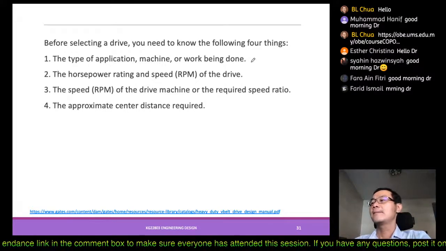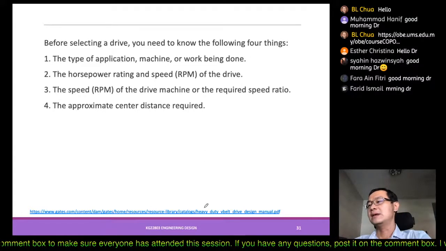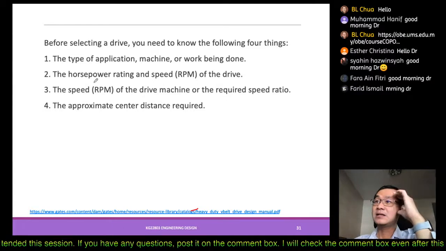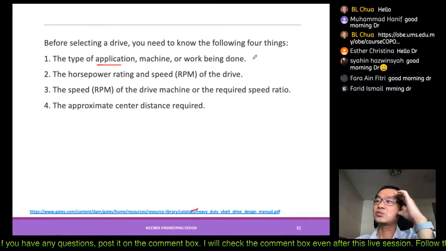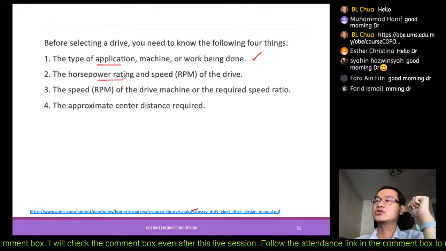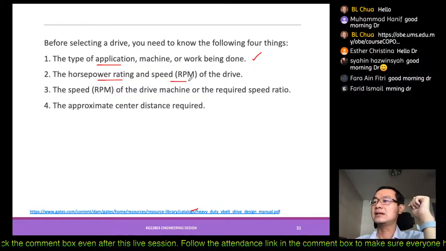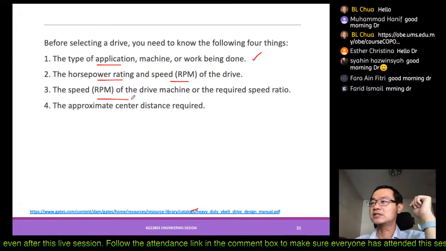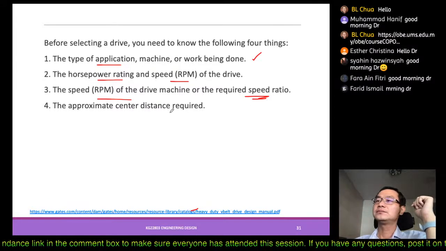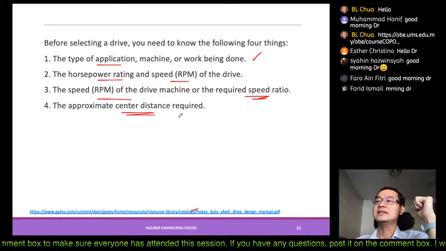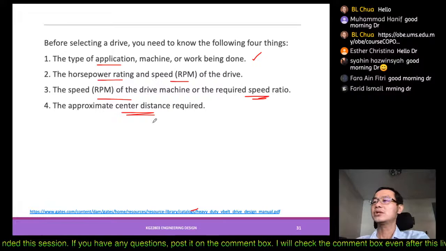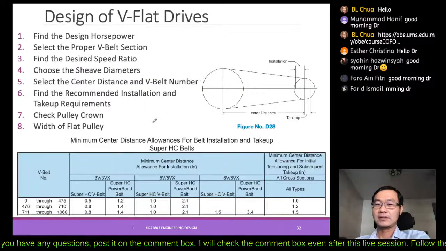So now before we do a selection, what you need to know, there are 4 things which are recommended by the catalog. Just a reminder from there. The type of application, this is where we are going to select the service factor. Then also the power rated at the speed, and from the speed we need to know the speed ratio. And finally we estimate the center distance. What is the center distance required between the 2 shafts.